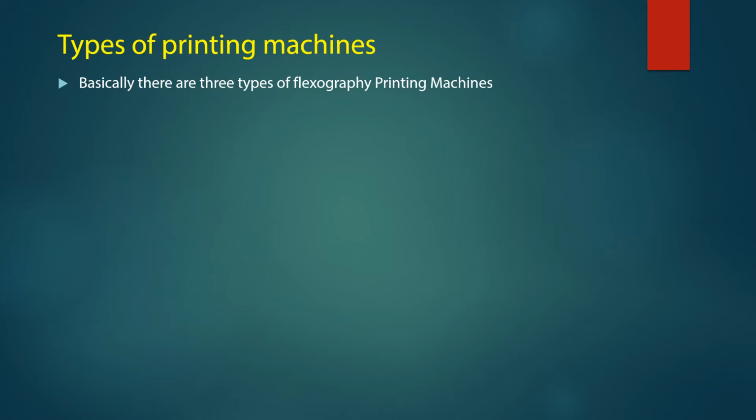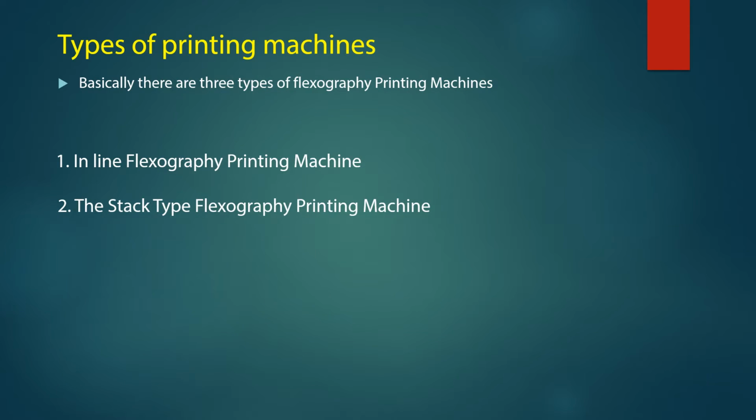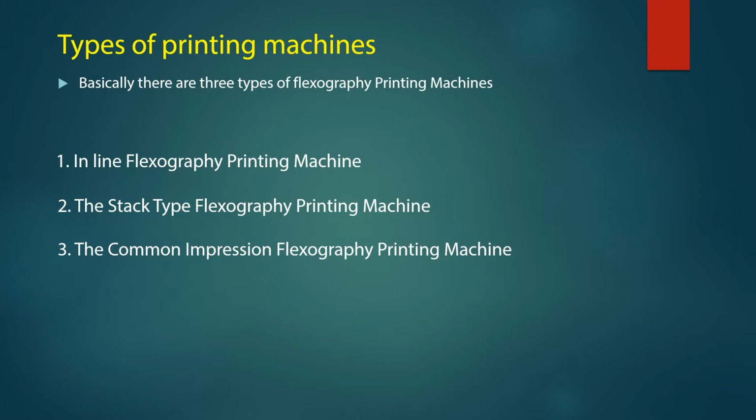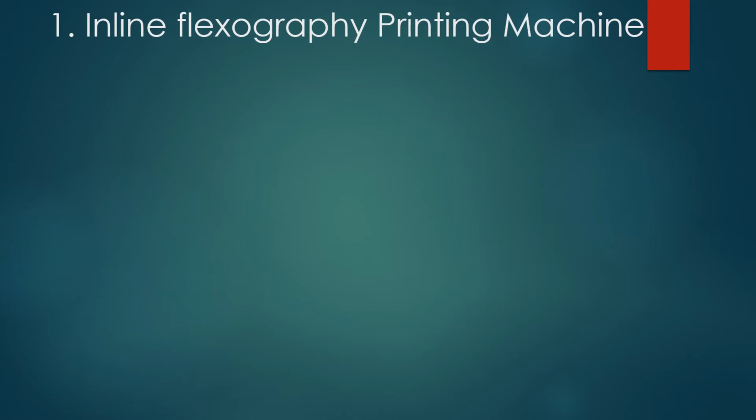Basically, there are three types of flexographic printing machine. First one is the inline flexographic printing machine. Second one is the stack type flexographic printing machine. And third one is the common impression flexographic printing machine. Start with the first type of machine, that is the inline flexographic printing machine.